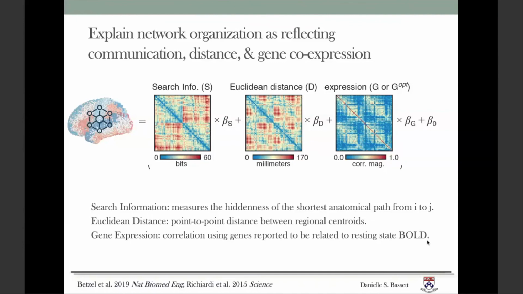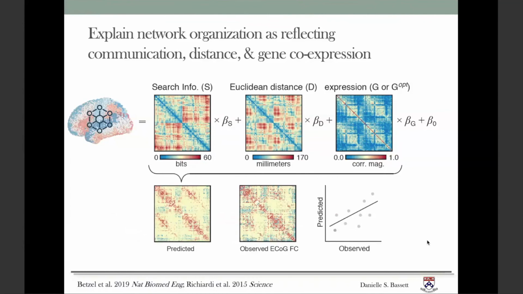Okay, so that is the overall setup of the optimization. So then the next question is, can we take each of these pieces, which are going to be consistent for all individuals, right? It's one pattern of gene expression, it's one pattern of Euclidean distance from the atlas, and it's one pattern of search information from a separate healthy group of diffusion imaging data. So we take all of those and we ask, can we tune these beta values so that we can optimally predict the pattern of electrocorticography functional connectivity? Then we compare it to the observed functional connectivity and ask what the similarities and differences are.